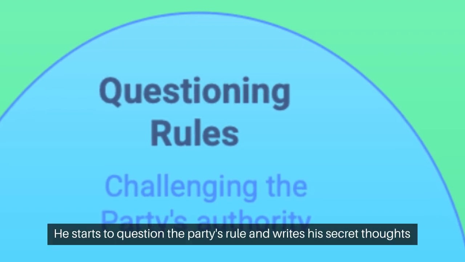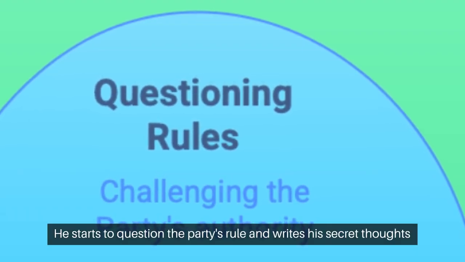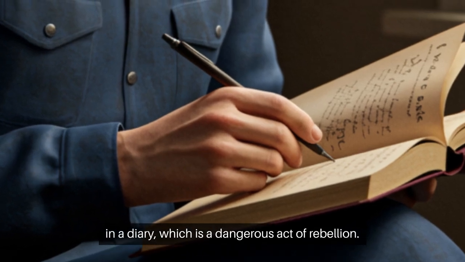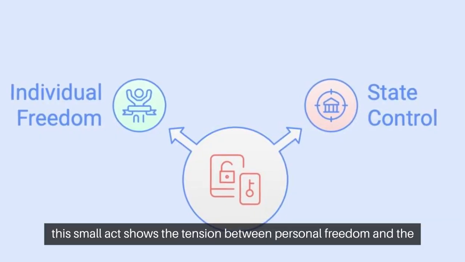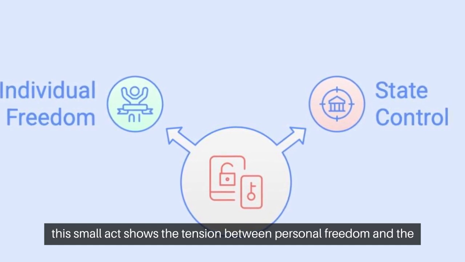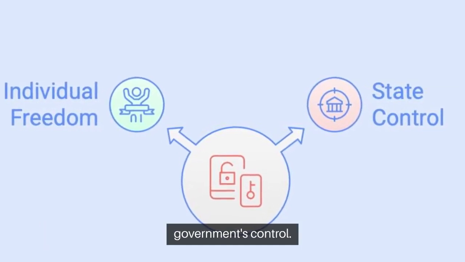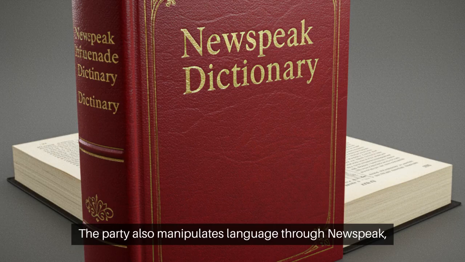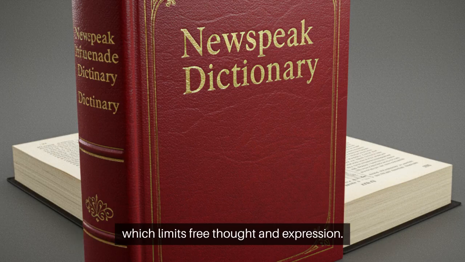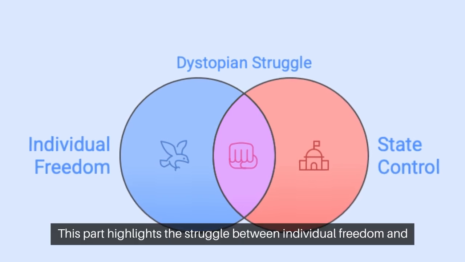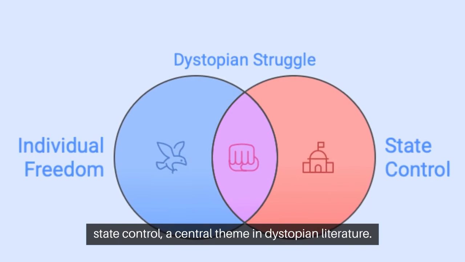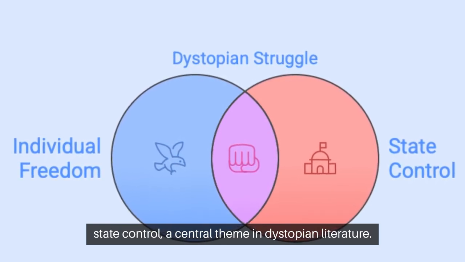He starts to question the party's rule and write his secret thoughts in a diary, which is a dangerous act of rebellion. This small act shows the tension between personal freedom and the government's control. The party also manipulates language through newspeak, which limits free thought and expression. This part highlights the struggle between individual freedom and state control, a central theme in dystopian literature.